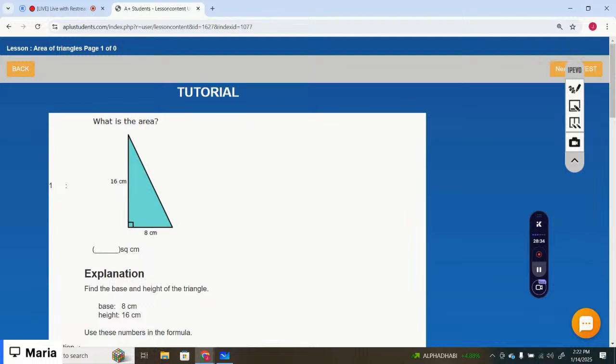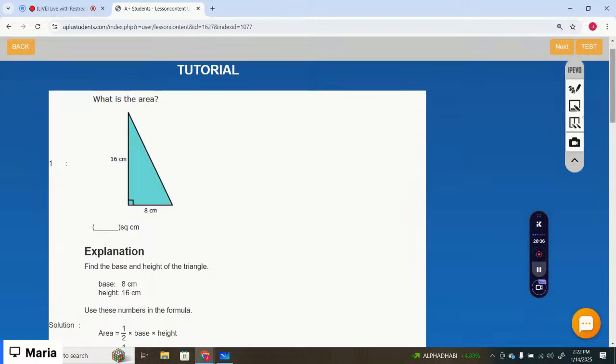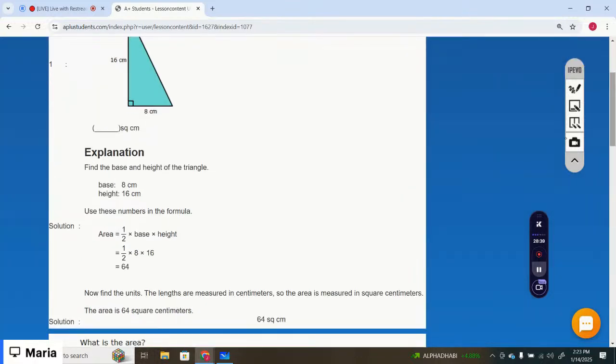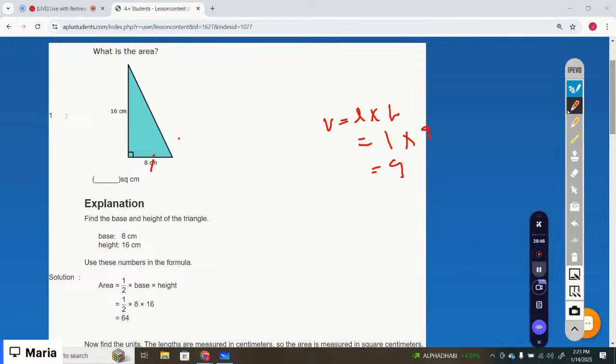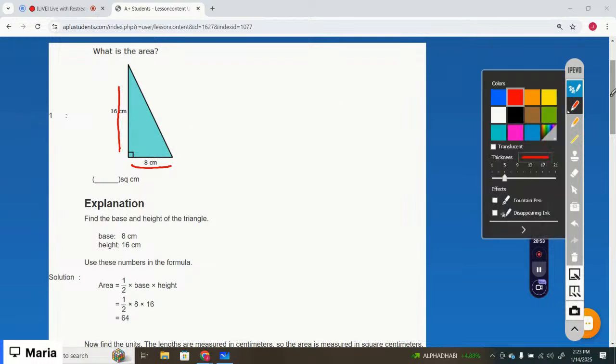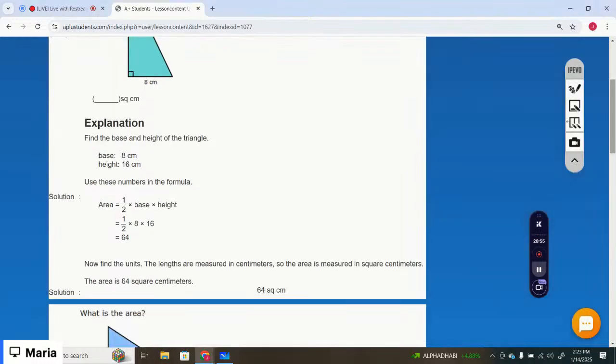What is the area? You are given the triangle, you need to calculate the area of the triangle. The formula you are going to use is half times base times height. So you can just understand the triangle, that is the base of the triangle, that is the height, right? That is 1 by 2 times 8 times 16. So the correct option is 64. That means the area of the shaded region, the area of the triangle, is 64.